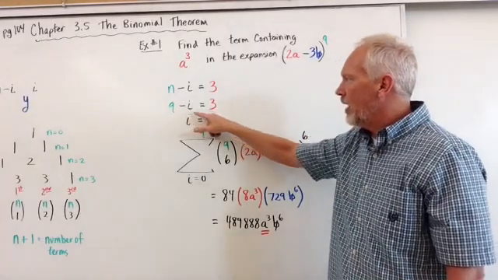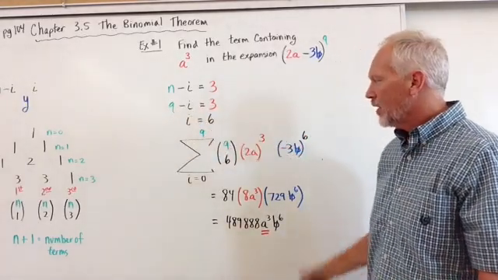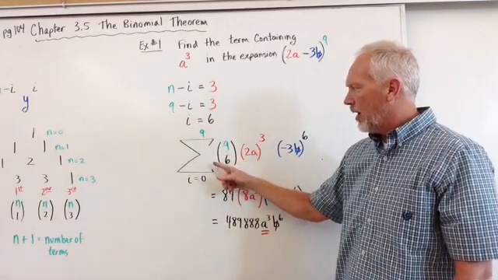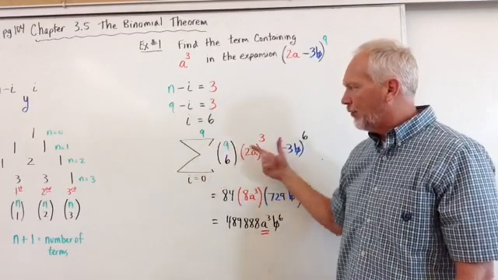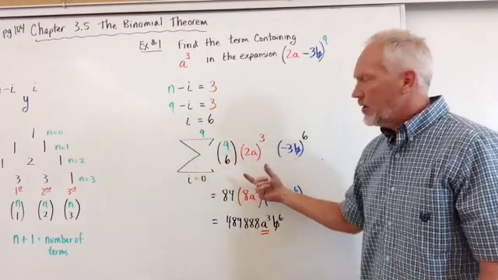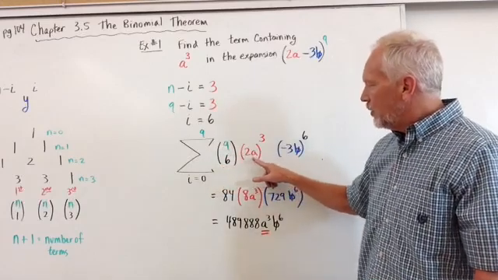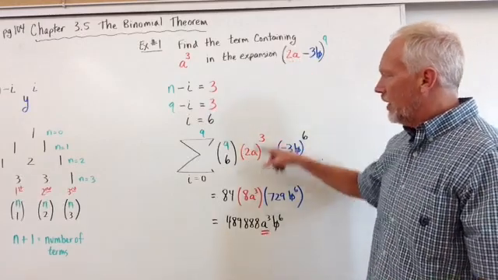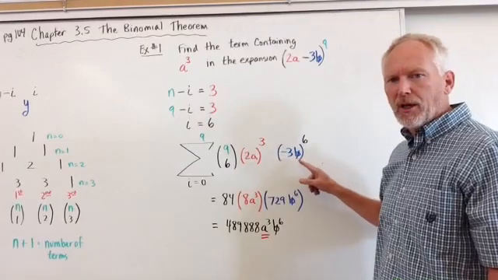And so 9 minus i is 3, so we end up getting i is equal to 6. Well, now we're ready to set it up. And so we'll have 9 normally starts at 0, but we're going to 9. We're looking for a specific term now. So 9 choose 6. And then 2a, which is your x value, times negative 3b.